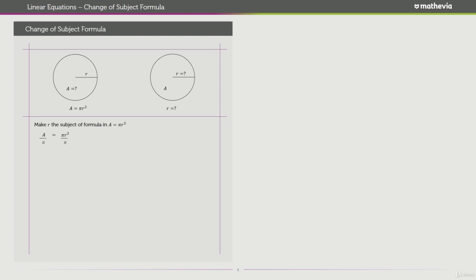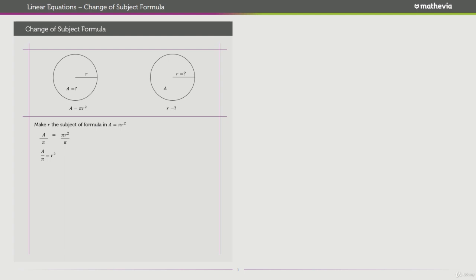Here's how we go about doing that. We divide both sides by pi. Once we've done that, we end up with A over pi equals r squared. So we're getting closer to getting r on its own. Now we don't have r on its own, we have r squared. And how do we get rid of the squared?